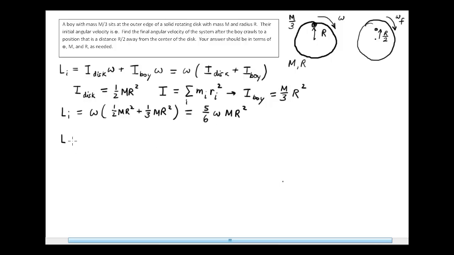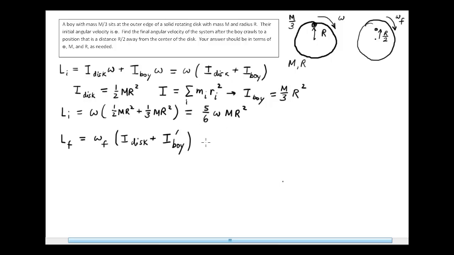L final, the only thing different about this will be the moment of inertia of the boy, because the spinning disk has not changed any of its mass, just the location of the boy. So I'll write this down very similar to what we had for L initial: omega final times the moment of inertia of the disk, and that doesn't change. But in this case now, I'm going to put I boy prime, just to remind me this is different. This is not the same as the original one.